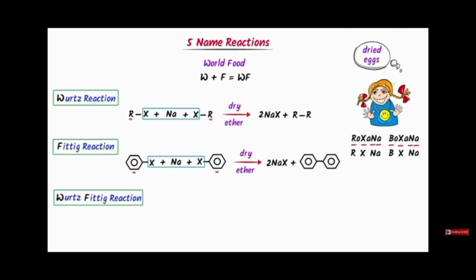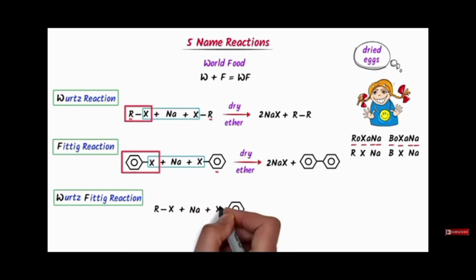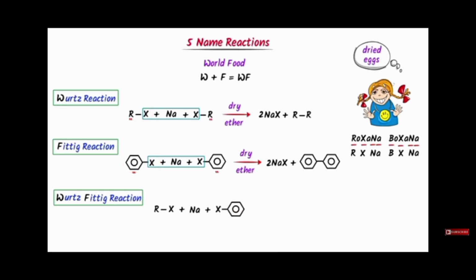Thirdly, in case of Wurtz-Fittig reaction, I write sodium. I take the first reactant from Wurtz reaction and first reactant from Fittig reaction. We know that sodium will react with these 2 halogens. I get 2 sodium halide, this benzene ring and this alkyl join together to form alkyl benzene. This dried egg stands for dry ether. Thus this is the Wurtz-Fittig reaction. Thus using this trick, we can easily learn these 3 reactions.